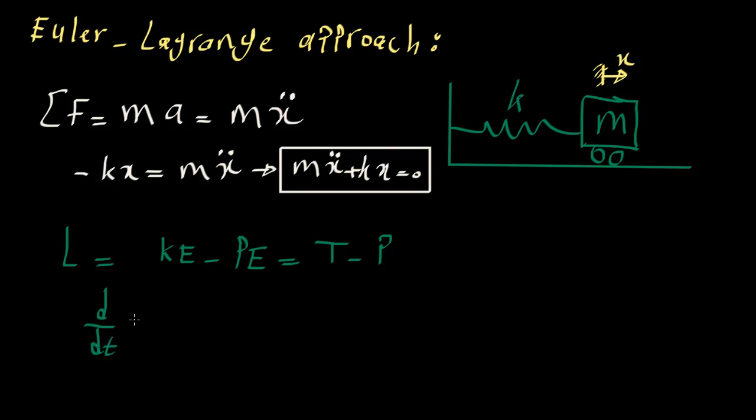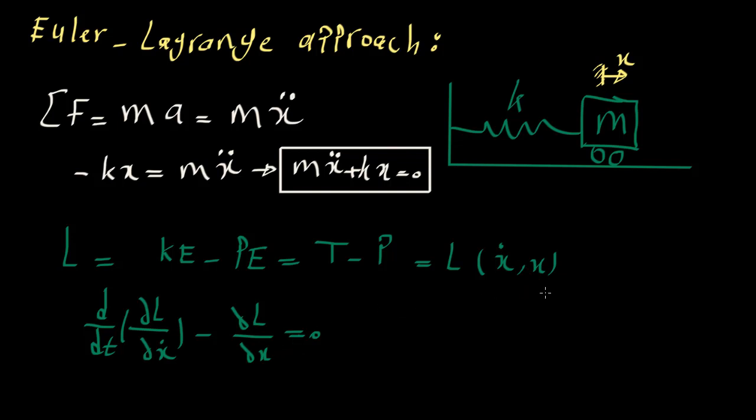The derivative with respect to t of the partial derivative of the Lagrangian with respect to x dot, again, this is just for this simple mass spring system, I will generalize this as we proceed, minus the partial derivative of the Lagrangian with respect to x, equal to 0. So here T minus P, the kinetic energy minus potential energy, would be a function of x dot and also x.